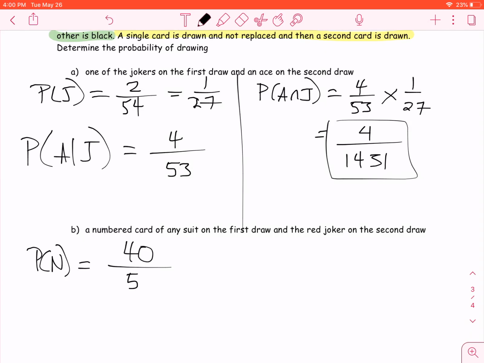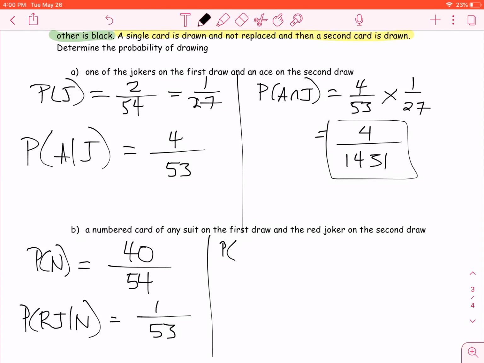And we have 54 cards because we are still including the 2 jokers. Now we want to figure out, in the event that we draw a red joker, given that the event of the number card draw has already happened. Okay, so a red joker, that's 1 out of now 53 cards because the cards have not been replaced. So once again, we're going to find the probability that we pull a red joker and it's numbered in that combo. So we have 40 over 54.